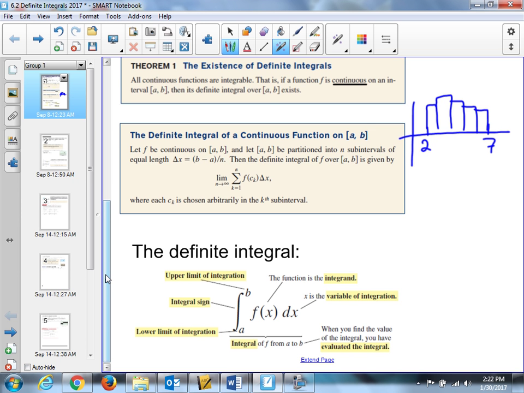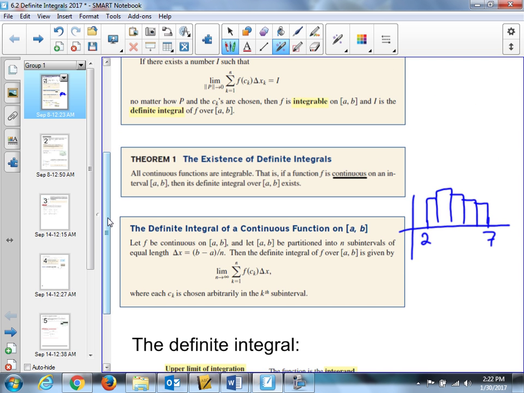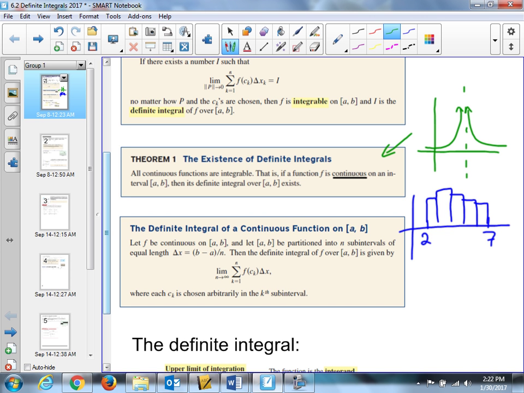Now, just back to this here. Just thinking of something here. We have this function, and I'll say from 2 to 7, I just randomly chose 2 to 7. Is this function integrable? Can I do the integration? Can I find the area? Why not? It's not continuous.